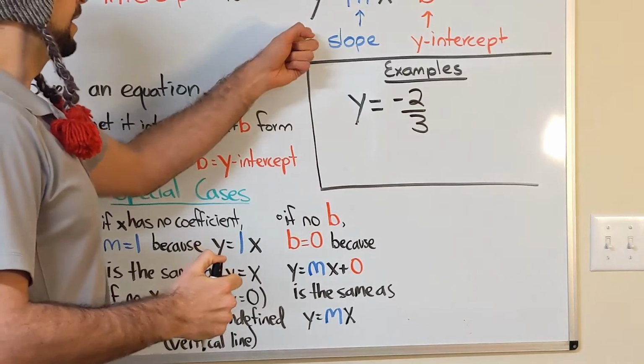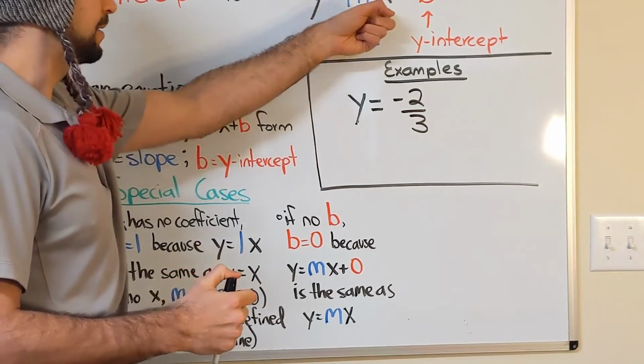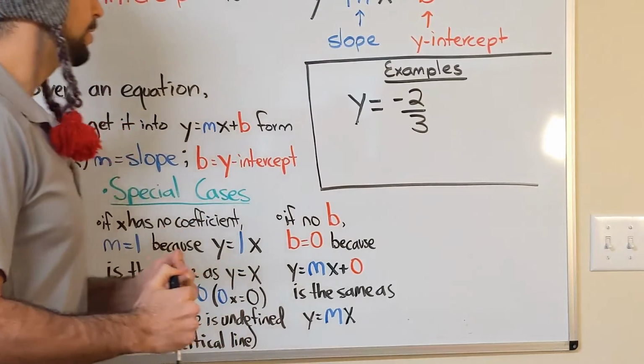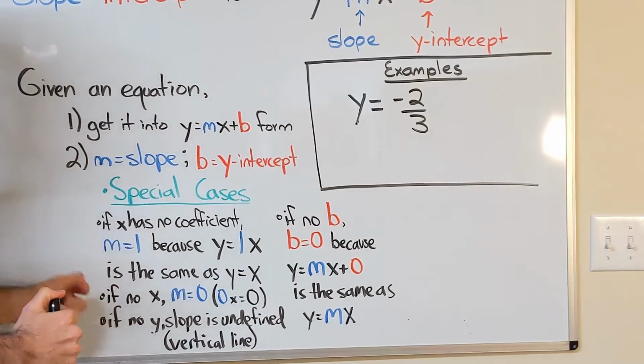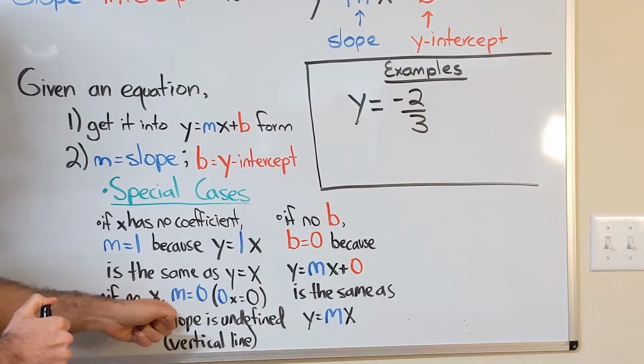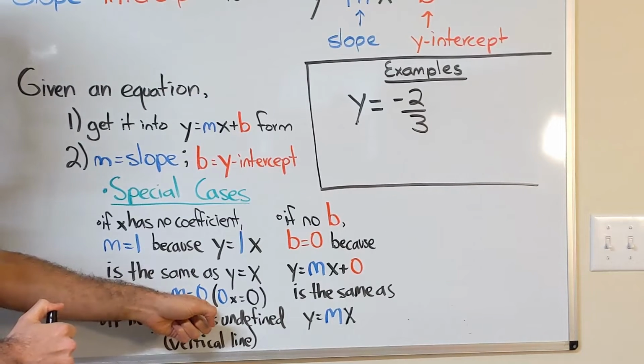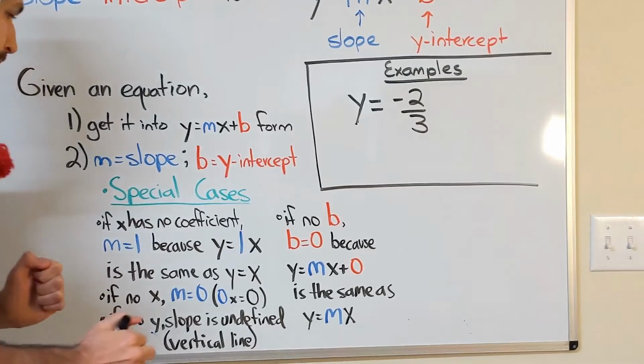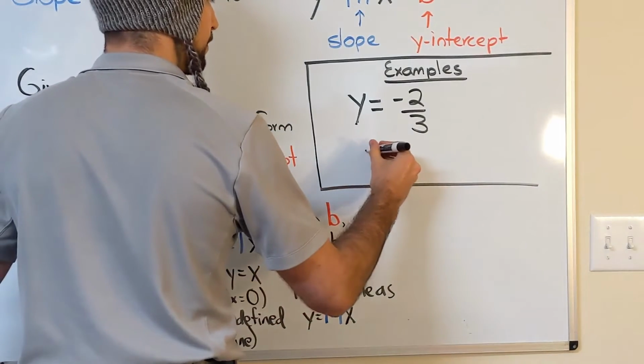Well, I've got all the y's on the left. I don't have any x's anywhere. And I have all my constants on the right. So this is another one of those special cases. Okay, so we don't see an x here. So that must mean our slope was 0 because we had to multiply 0 by our x to get it to go away. So let's rewrite this.